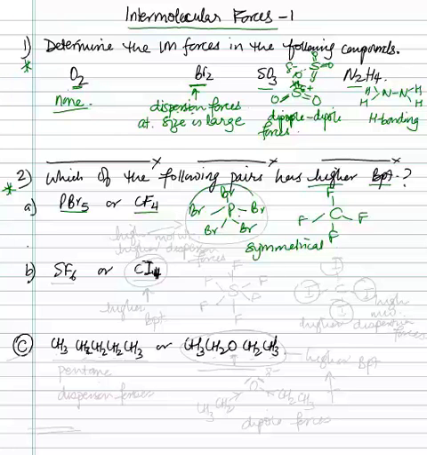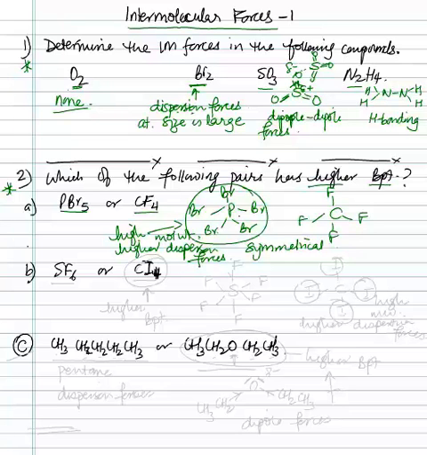However, I can look at the structure of this one and I can say, well, this has got a higher molecular weight because of the bromines in there. So because of higher molecular weight, this one should have higher dispersion forces. So because of higher dispersion forces, PBr5 should have a higher boiling point.